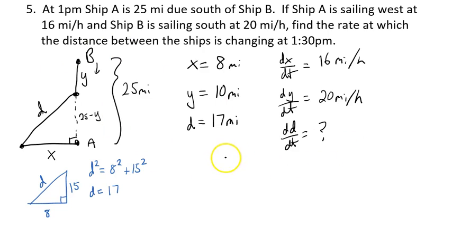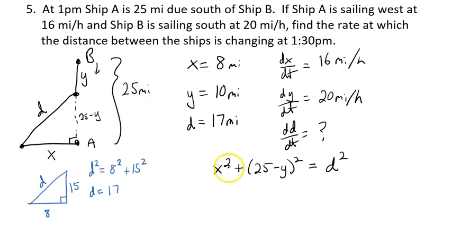Now I'm ready to do my equation, and again I want to think about this triangle right here, and I'm doing Pythagorean theorem with that. So x squared plus 25 minus y squared equals d squared. That is my Pythagorean theorem for the unknown triangle here that's changing. Now I do the derivative.